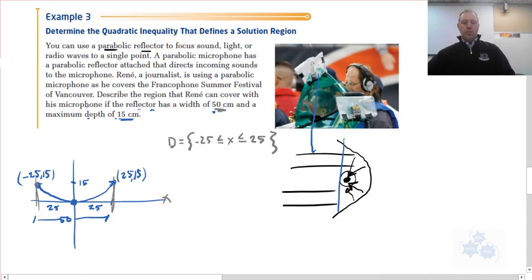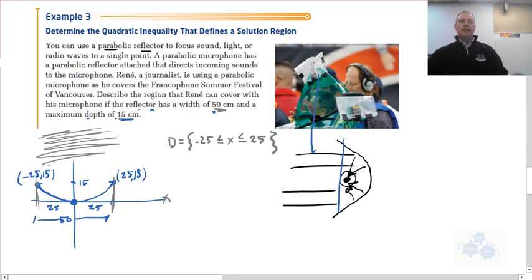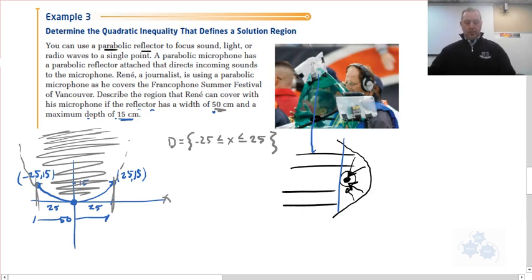It would probably be a good idea to focus on how we can say that the sound that we can hear is in here. So this would be inside the parabola, wouldn't it? Inside the parabola. So we want to find some kind of inequality here that will match this.